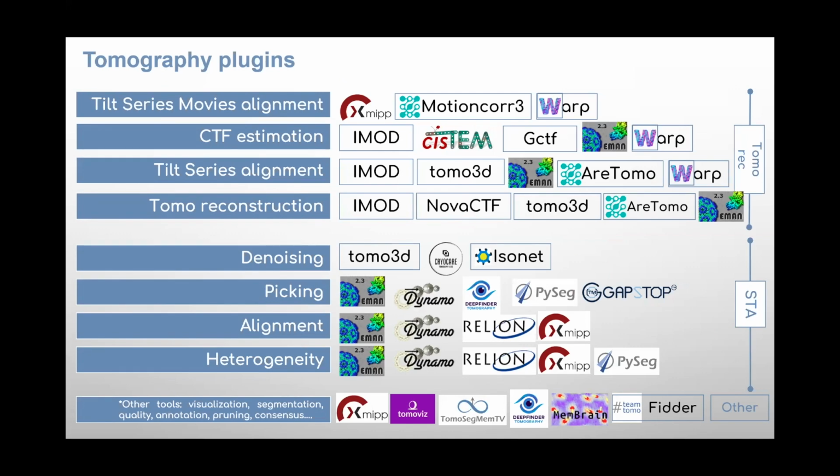So this is the ecosystem of software that you can find in Scipion. As you can observe, there is a lot of software. You have software for movie alignment from Xmipp, MotionCor, or Warp, or for CTF estimation, you have a lot of estimators, and the same with picking and tomography reconstruction. So this is a huge ecosystem of software, so the user can choose the most suitable for a specific task.